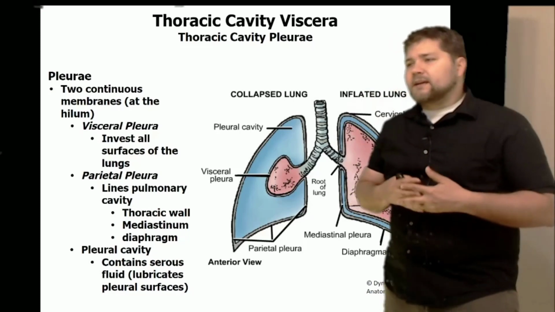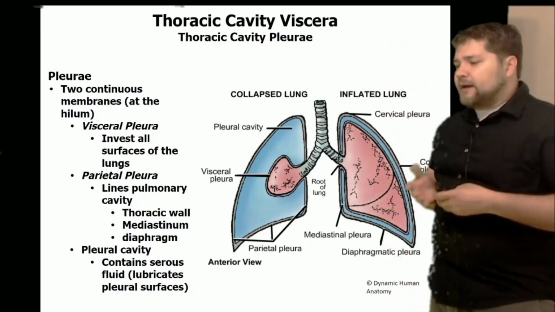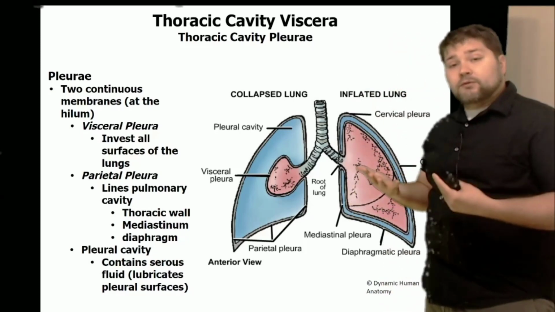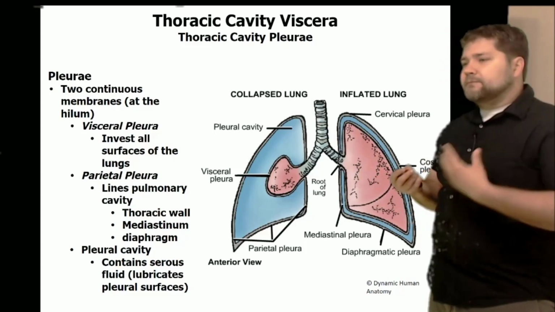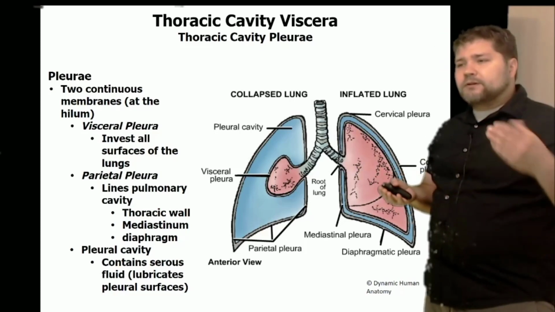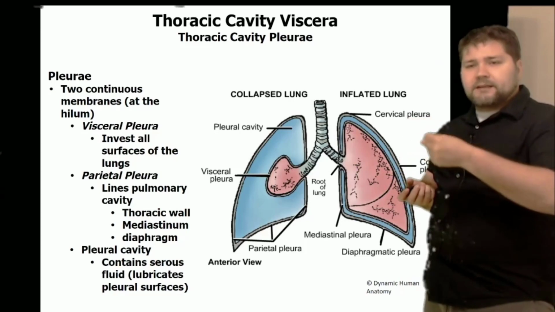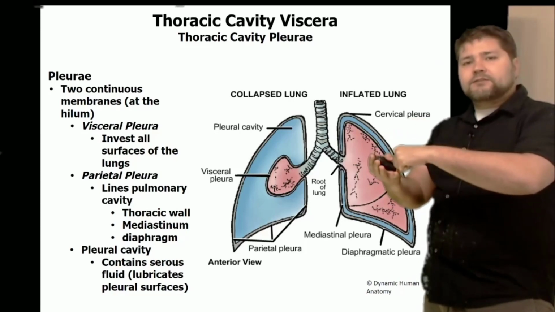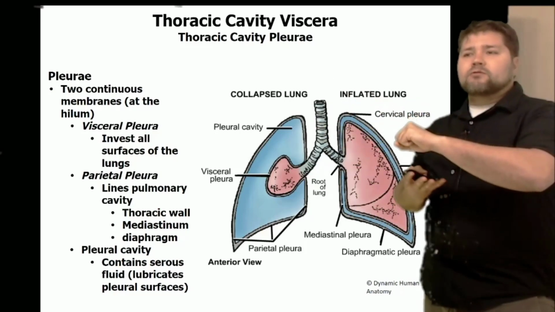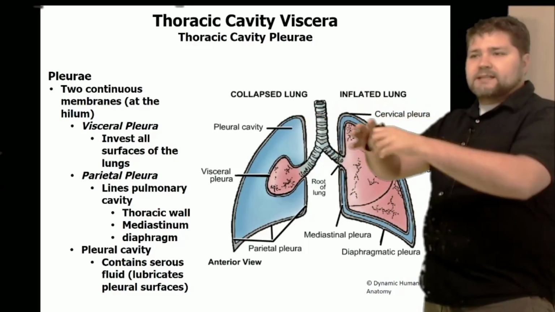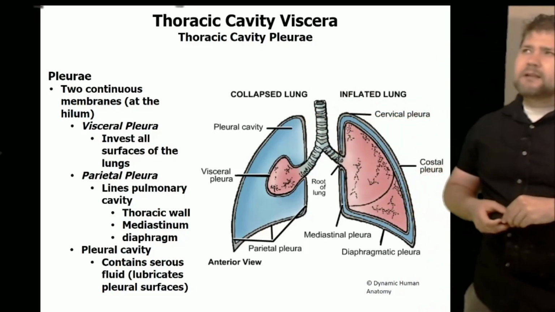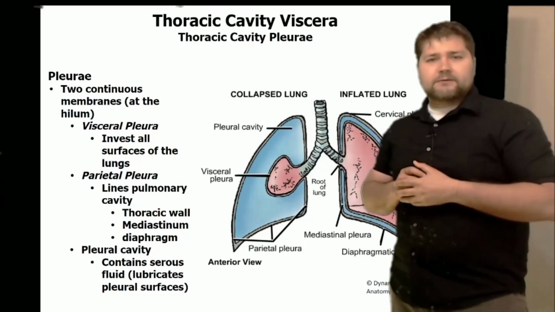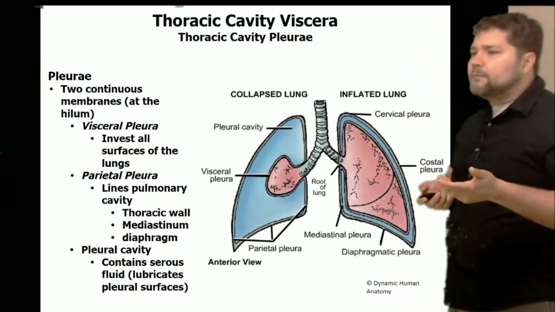The way I like thinking about this is if you have a plastic bag or a balloon, let's say, and you start to blow that up, if you were to stick an object, like maybe your fist, into the balloon, the portion of that balloon that's covering your fist is the visceral pleura. Everything else around it would be your parietal pleura, and then you have this free space. You see it a lot with water balloons and stuff, so I have some fun playing with that in the summer. But that's the gist of it.